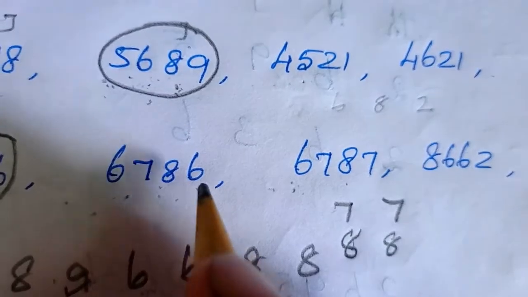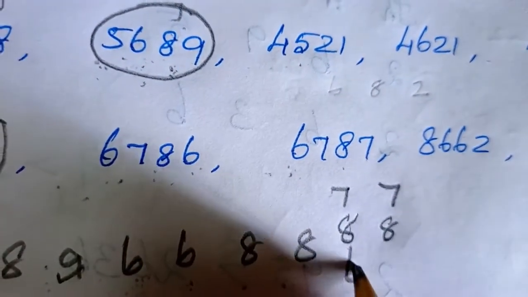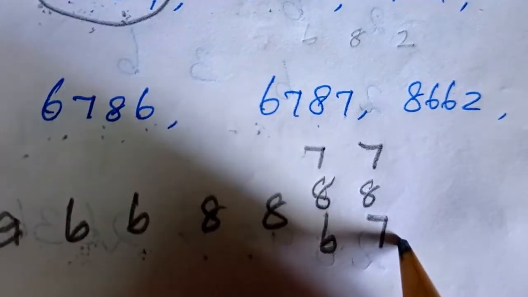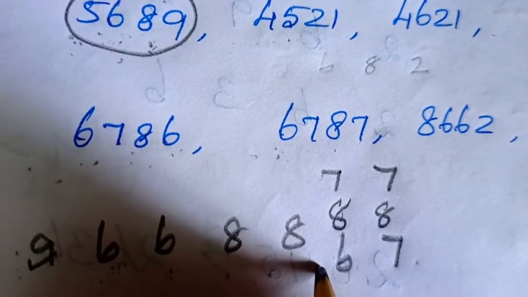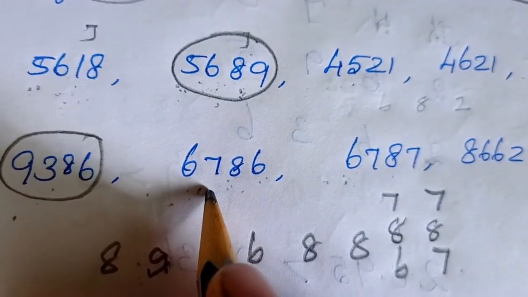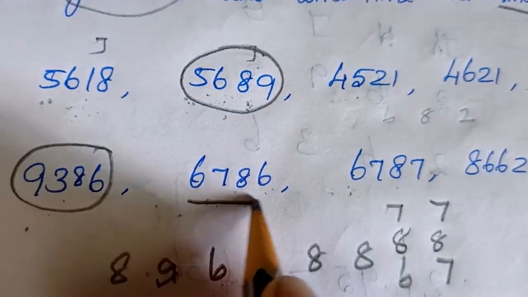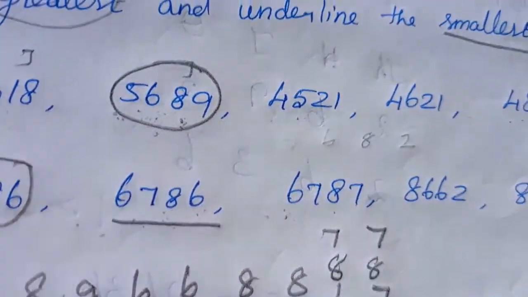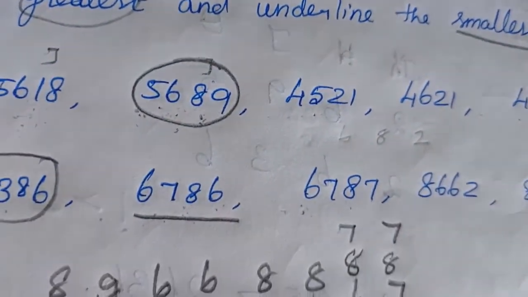The ones place value for the first number is 6 and the second number is 7. So which one is smaller, 6 or 7? 6 is smaller. Okay ma? So we conclude that 6786 is the smallest number among these numbers. Okay ma? Okay children, now let's find the next one.